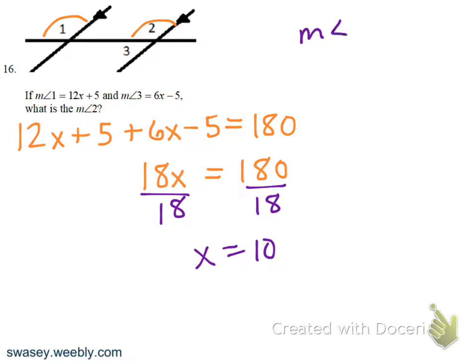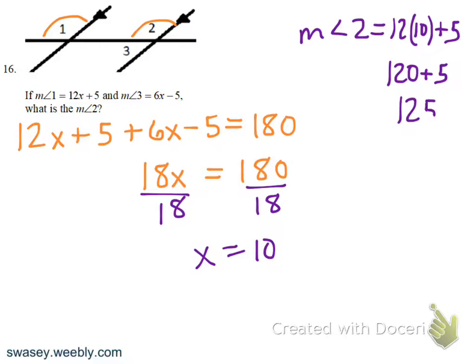Goal is to find the measure of angle 2. Well, the measure of angle 2 is the same as the measure of angle 1. So 12 times 10 plus 5. So you get 120 when you multiply. Whatever operations you multiply first, then add, and then 125. So measure of angle 2, 125 degrees.